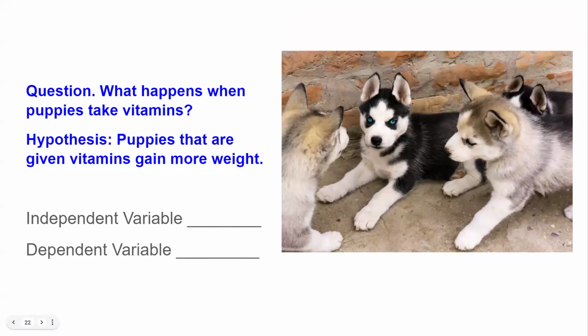I would have more examples, but for you, faster. So then I would have some examples like this. If our question that we asked is what happens when puppies take vitamins, and then we came up with the hypothesis that puppies that are given vitamins gain more weight, and so we set up an experiment around that hypothesis, what would our independent variable be and what would our dependent variable be?